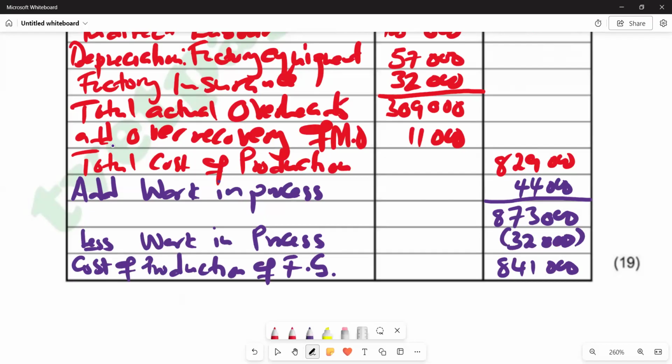Remember, we're saying the main aim of preparing this production cost statement is to find the cost of production of finished goods. So we have it, it's 841,000. So this is what we have, guys.